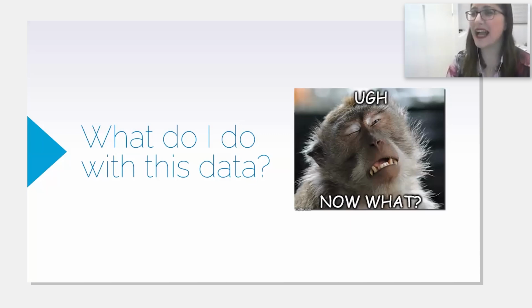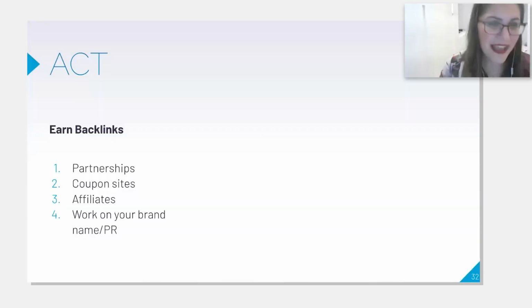What do I do with this data? I have all these backlinks. What do I do with that? Act. I want to earn backlinks. I want to earn partnerships. Partnerships can bring me lots of natural backlinks, and I don't even need to make a lot of effort to get them. Coupon sites, very good coupon sites, not the examples you can see in the other slide that are not as authoritative. Affiliate partnerships: there are really good affiliate websites and publishers that can publish and promote anything you're doing. Also work on your brand name and do PR, put your brand out there. When you do PR work, this can give you more authoritative websites that link back to your website.